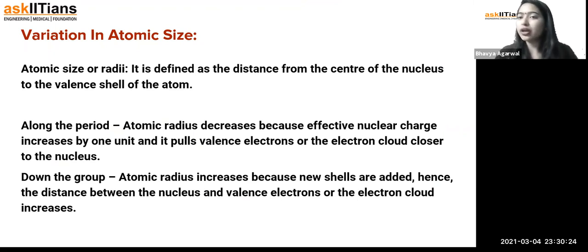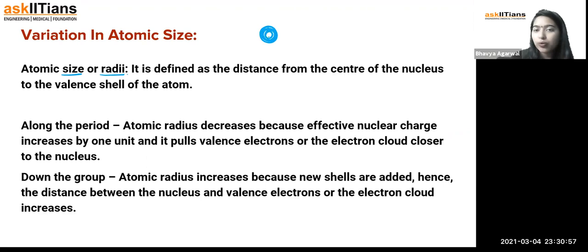So now let's move to the next part of this chapter, and that is the variation in the atomic size. Look, atomic size can also be categorized as radii. Atomic size or atomic radii. Why? That's because an atom is a sphere. It is not circular, it's a 3D picture. So an atom is always a sphere, right?